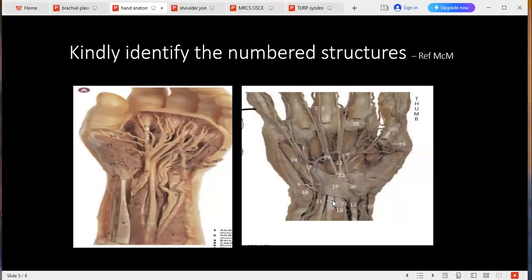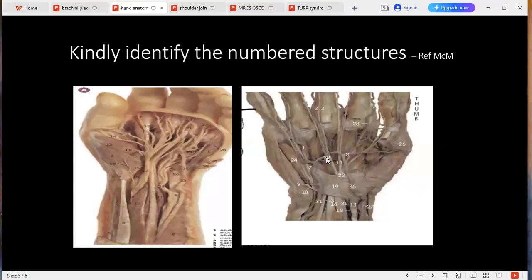The total nine structures which pass below are the four tendons of flexor digitorum superficialis and the four tendons of flexor digitorum profundus, and one which is passing below is flexor pollicis longus. What about the median nerve? Yes, as well as the median nerve. Right.